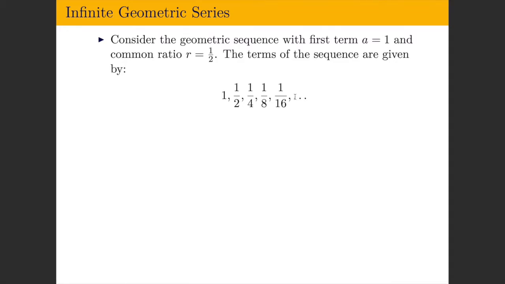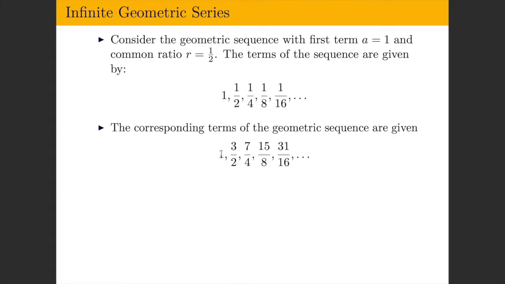Now, the corresponding geometric series will therefore be something like 1, 3 over 2, which is given by the sum of 1 and a half. The next term in the sequence is 7 on 4, which is given by the sum of the first 3 terms here, 1, a half, and a quarter. Then the 15 on 8 in the geometric series is 1, a half, and an eighth, and so on and so forth, and we can continue onwards.